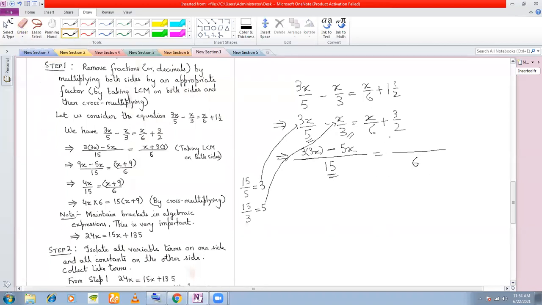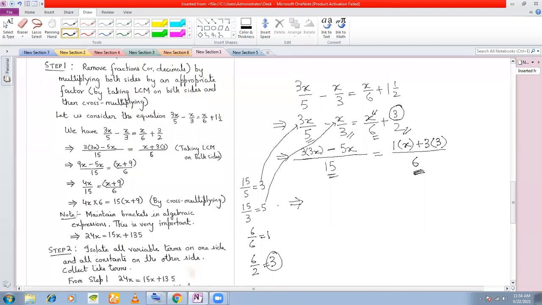Right? Now you see a 6 here and you see a 6 here. So when you divide 6 by 6, you get 1. This 1 you multiply with this x here. So 1 into x. Plus, now you see a 2 here and you see a 6 here. So this 6 you divide by 2 to get a 3. This 3 you multiply with this 3. So 3 into 3. Is the LCM part clear, or anyone has any doubt? No, sir.